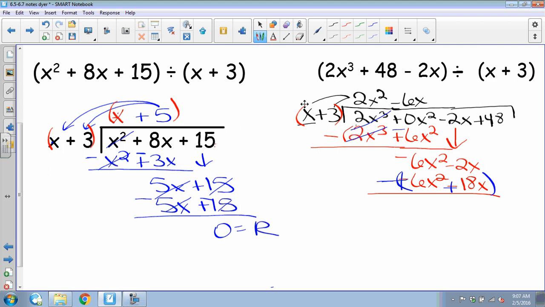I'm still in the subtract step. Just because I added the subtraction sign doesn't mean I actually subtracted. So now I'm going to combine my terms. That has to equal 0. That has to happen every time. And so negative 2x plus 18x is 16x. Now I'm done subtracting. Last step, bring down. Bring down the plus 48.